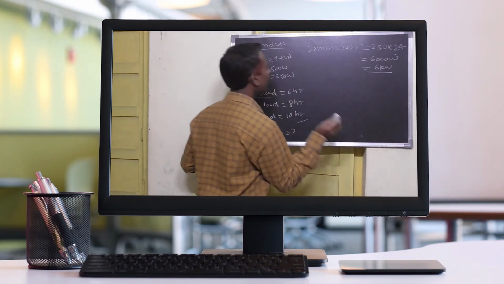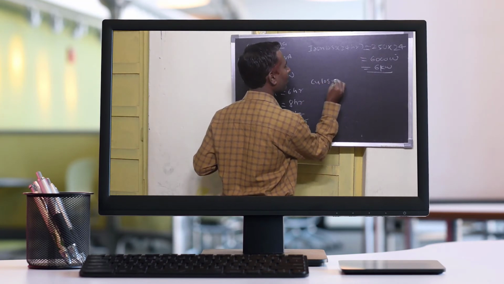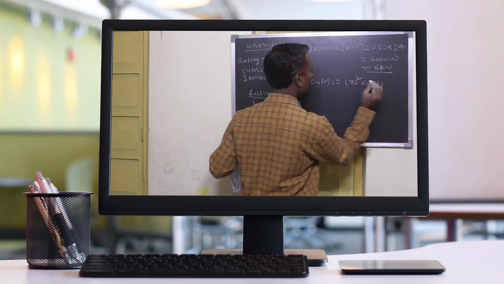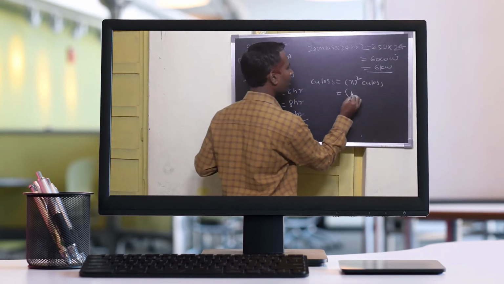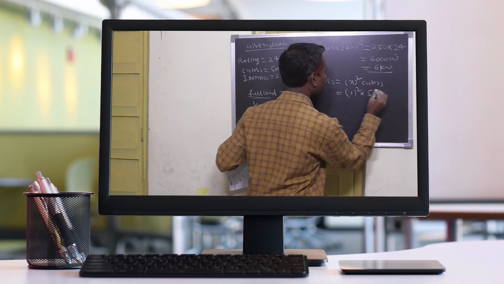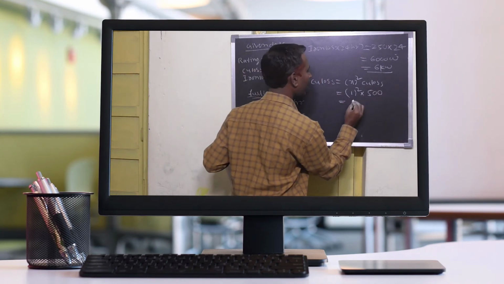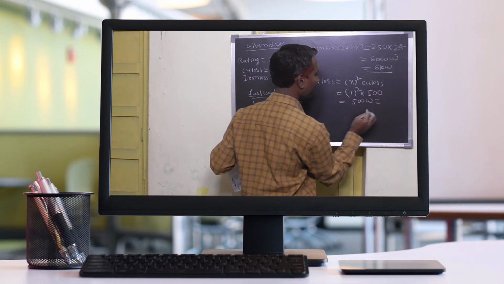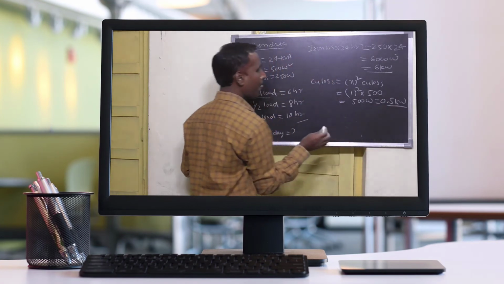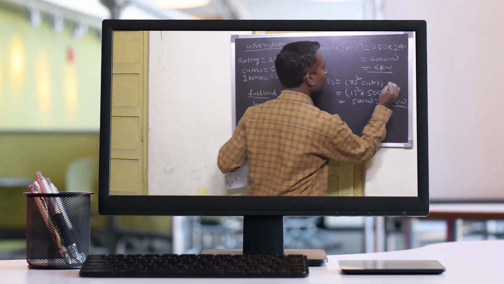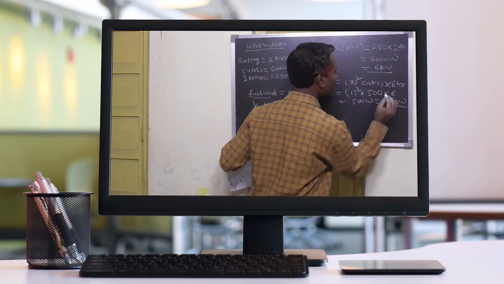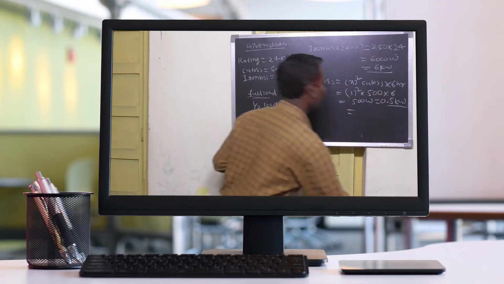We know the copper loss formula: x square into copper loss. x square means here 1 square. Copper loss is 500. 1 square is 1, so 500 watt, which is 0.5 kilowatt. For how many hours? 6 hour, so we multiply by 6. If I multiply this, how much will I get?